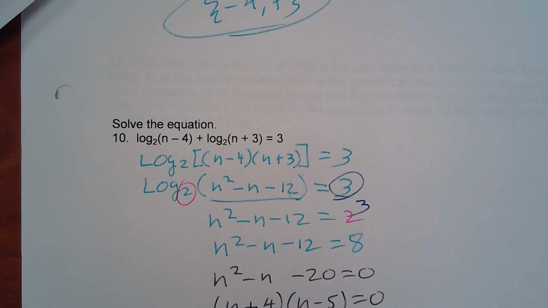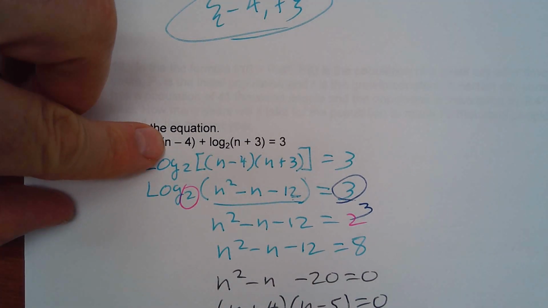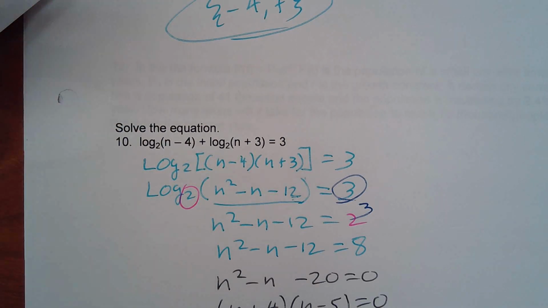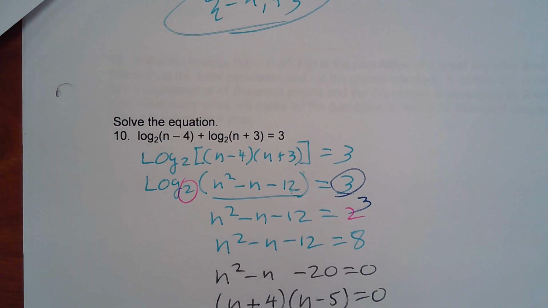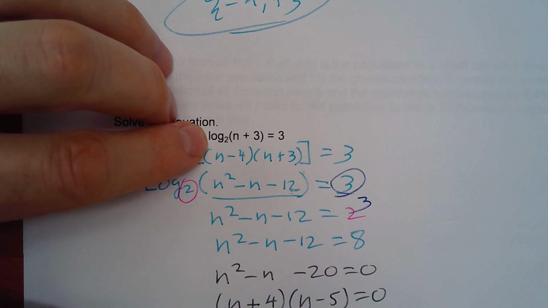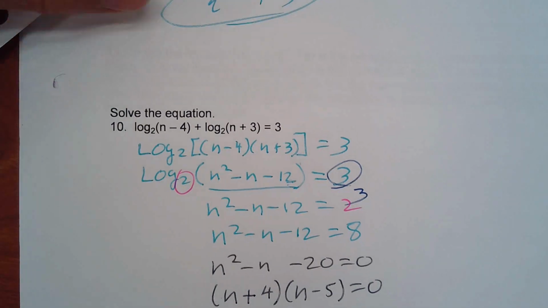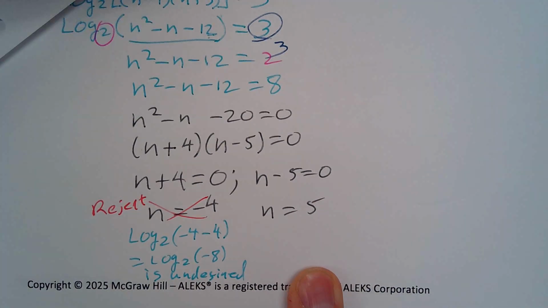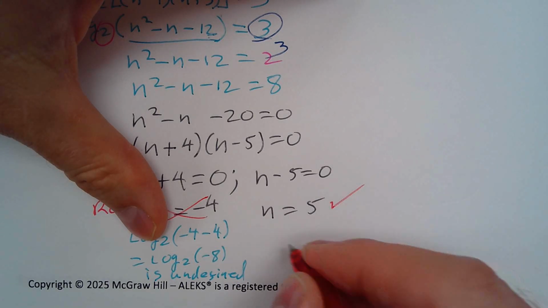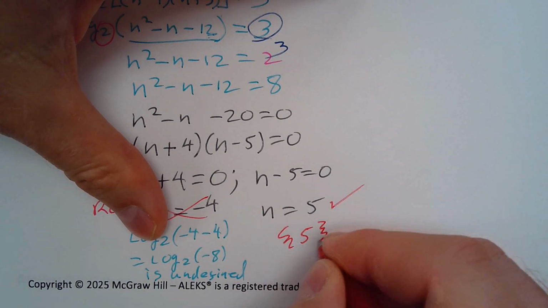All right, let's try the 5. 5 minus 4 is 1. Log base 2 of 1 is 0. Okay, that's fine. 5 plus 3 is 8. Log base 2 of 8 is 3. So the 5 actually checks. So our answer here is going to be 5.